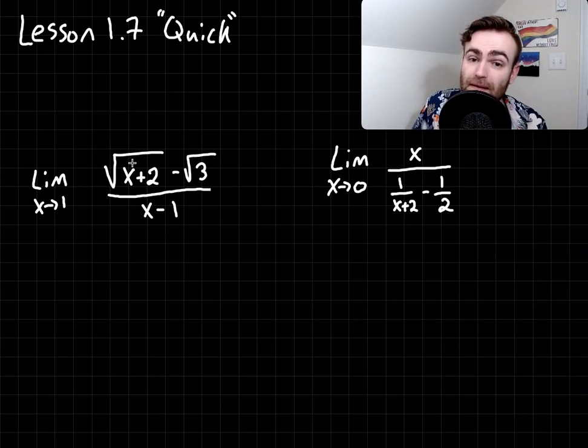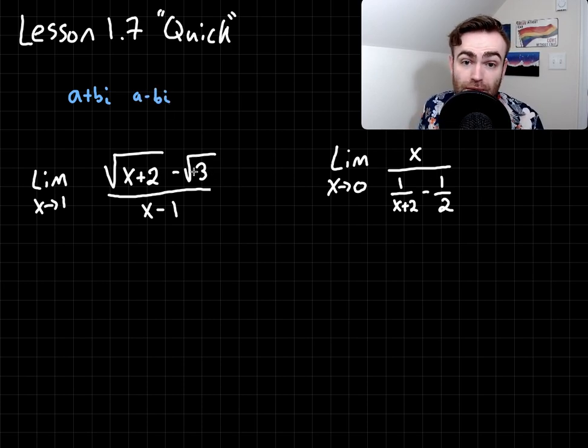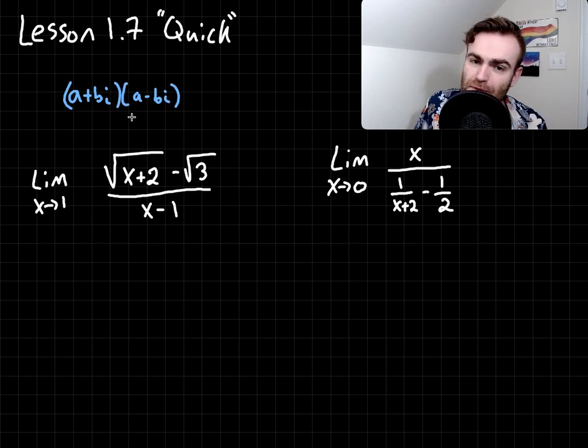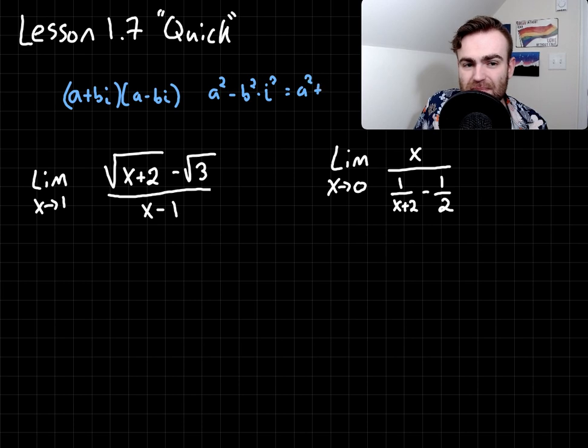They probably taught you about complex conjugates, which is where you had a plus bi, and its conjugate was a minus bi. The cool thing about conjugates is when you multiply them together, they cancel out the middle term. If I multiply these, it is essentially just a squared minus b squared times i squared, which essentially makes a squared plus b squared. No more imaginary numbers. We can use something similar here to get rid of some of these square roots. We can rationalize these fractions a little bit.